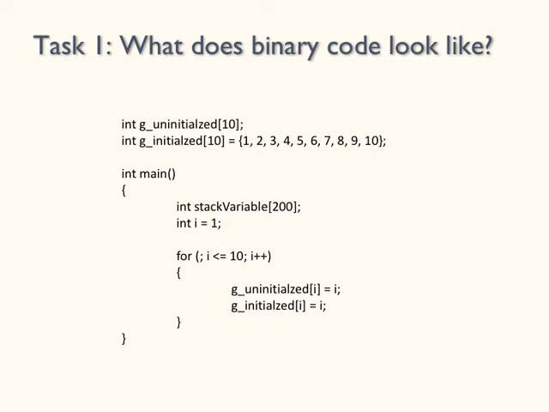So in the C code, you'll see we have two global variables. One is initialized, another one is not. And they have a name. Usually the developers will give a name to this variable. In this case, there are two arrays. And there is a function, the main function. Also, there is a name for that function, which is main. And there is an array of local variables. This part usually is on the stack. And there is a loop that assigns a value to those two arrays.